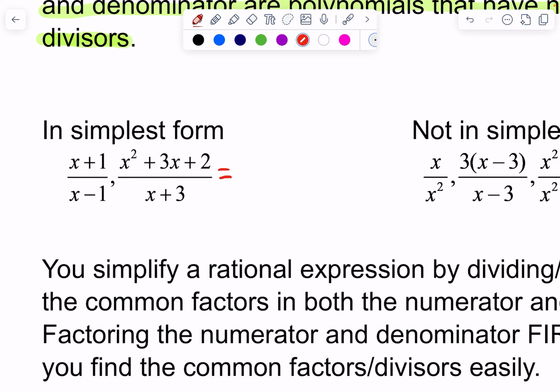Number two, or the second example, this is in simplest form. Let's prove it though. Let's go ahead and factor this numerator. What times what is 2, but when added together is 3? This would be x plus 2 times x plus 1 over x plus 3. None of these can cancel because none of these binomials are identical. So this is why both of these are in simplest form.